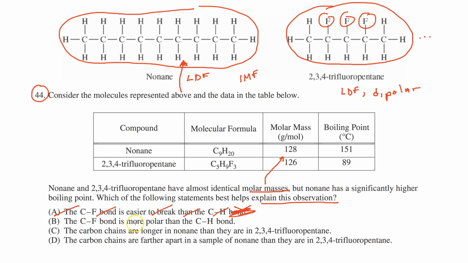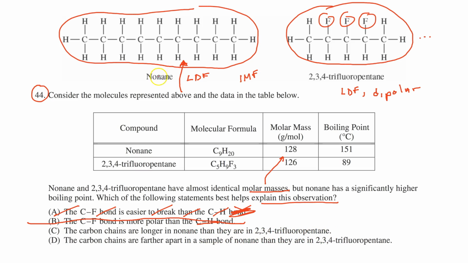B, the CF bond is more polar than the CH bond. That is true. In fact, the CH bond we don't consider to have any polarity. And this is a true statement, so this is a good distractor for some, but it's not a true answer. It's not true for this question. Okay, careful about that. 44C, the carbon chains are longer in nonane than they are in 2,3,4.